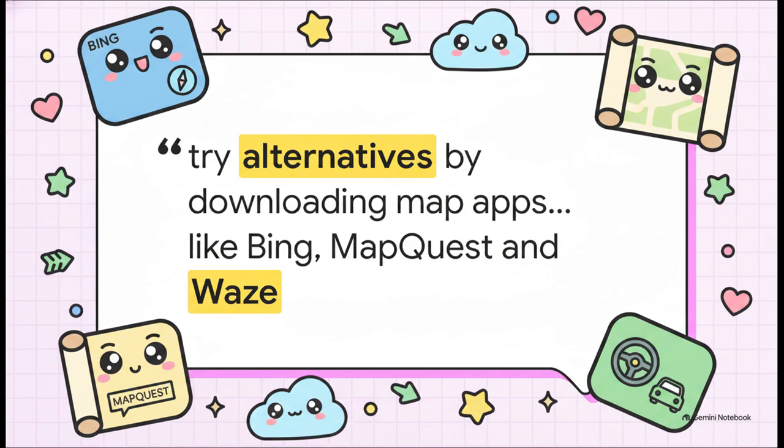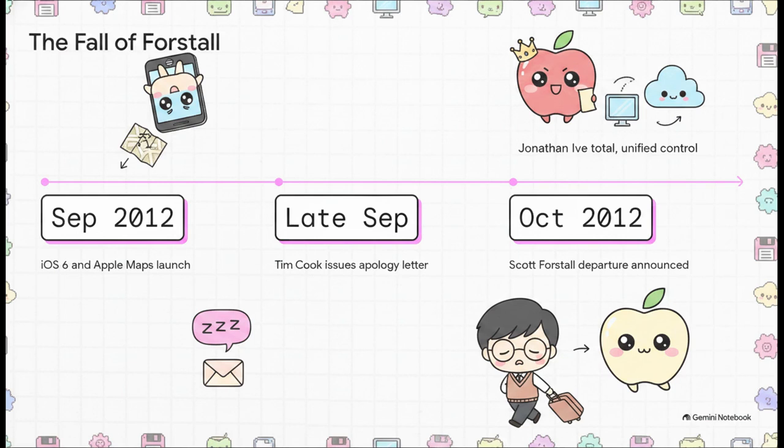And in that letter, he actually said this: "While we're improving Maps, you can try alternatives by downloading map apps from the App Store, like Bing, MapQuest, and Waze." Take a second to think about how shocking that is. The CEO of Apple actually gave his loyal customers explicit instructions to go and use competitor services. Absolutely wild. And this mapped out a very rapid downfall.